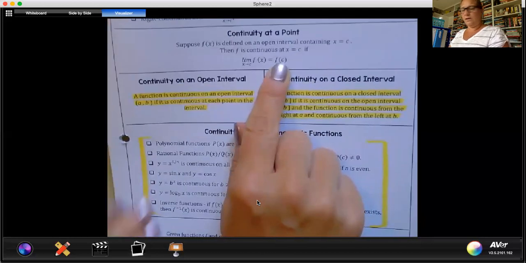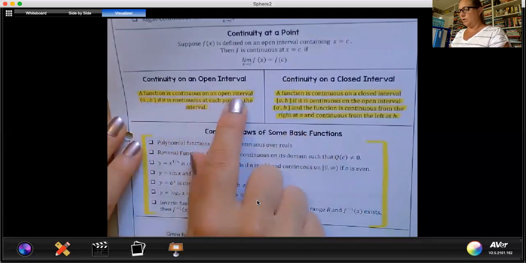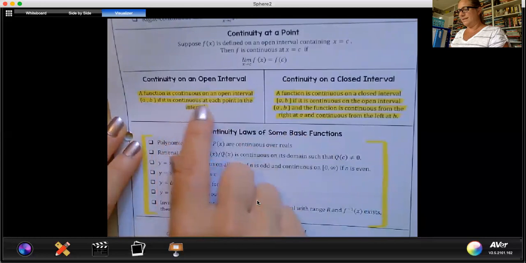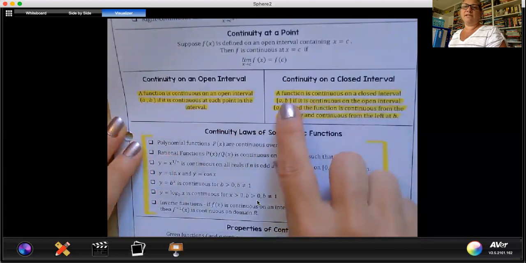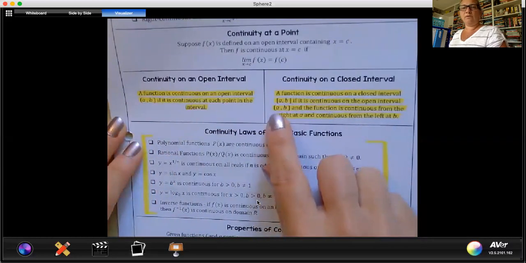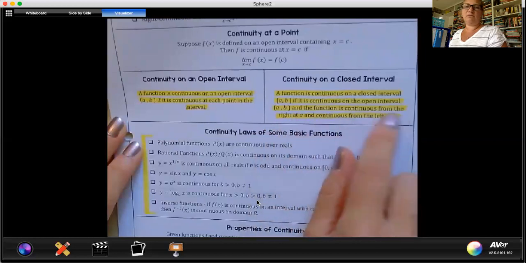Continuity on an open interval: a function is continuous on an open interval AB if it's continuous at each point in the interval. And on closed, a function is continuous on a closed interval AB if it's continuous on the open interval AB, and the function is continuous from the right at A and continuous from the left at B.